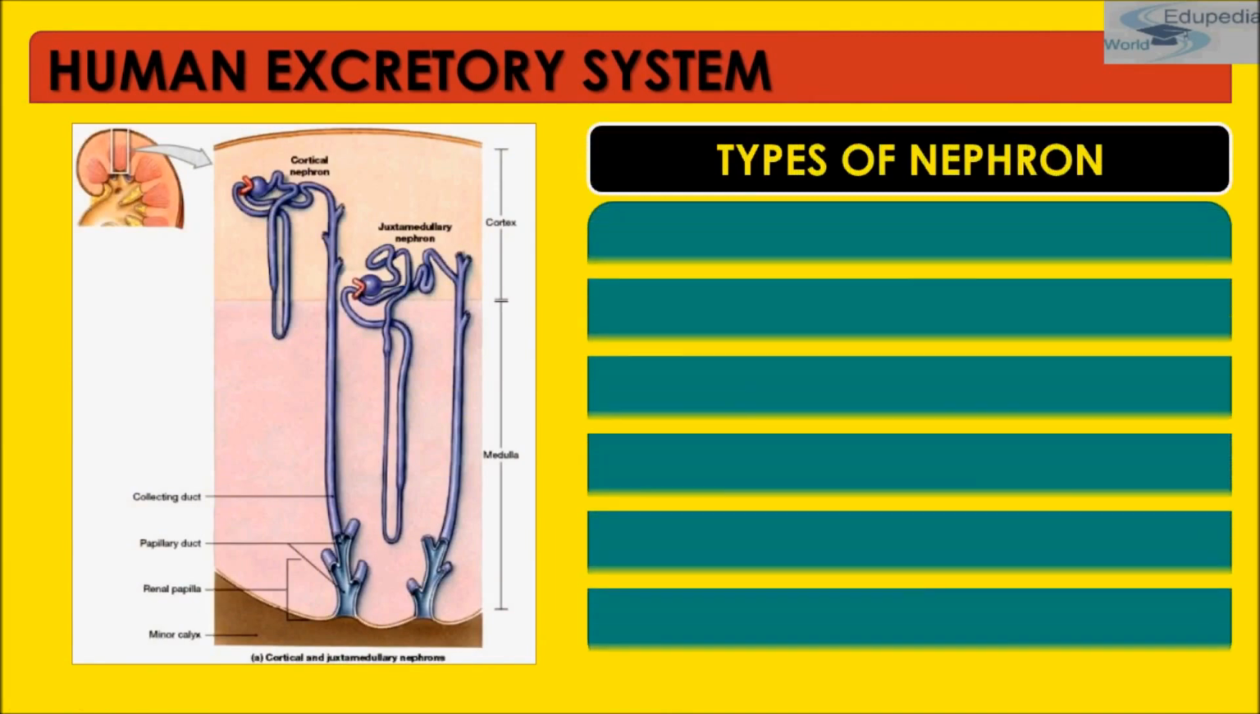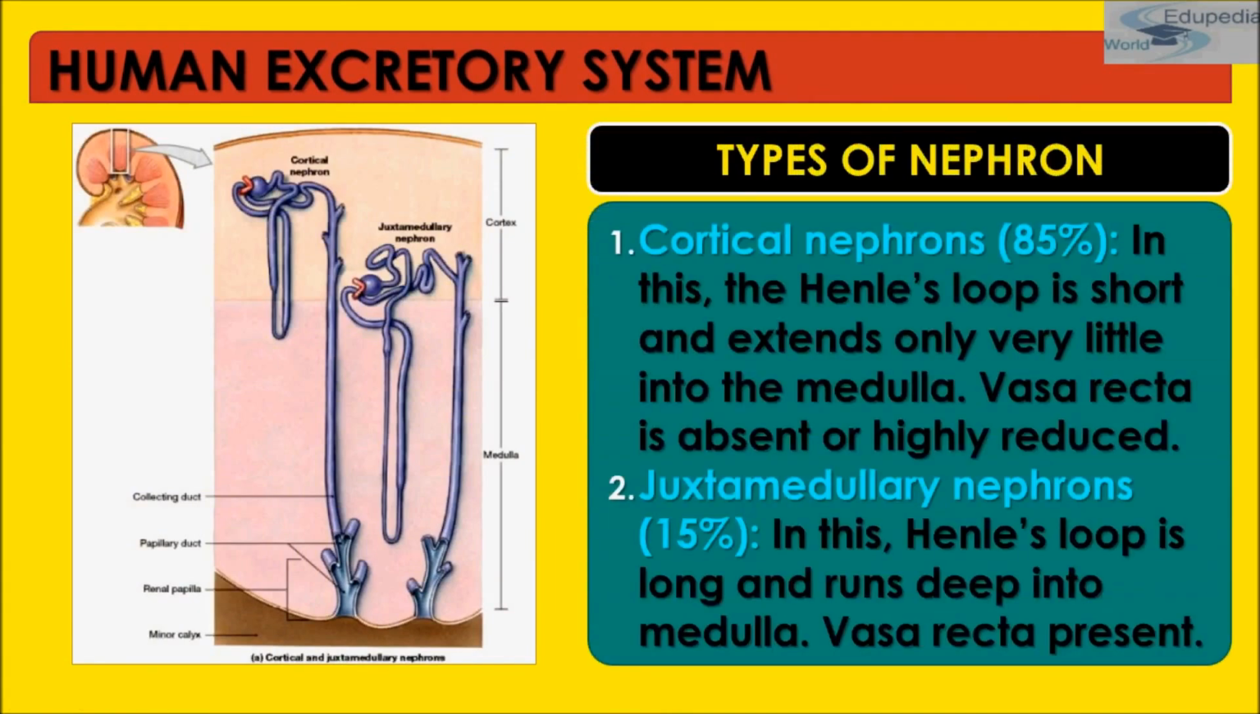Now comes the types of nephron. It is seen that two types of nephrons are found. Which are those? First is the cortical nephron, and second is the juxtamedullary nephron. In the cortical nephron, in the majority of nephrons, the loop of Henle is too short and extends only very little into the medulla, and such nephrons are called cortical nephrons.